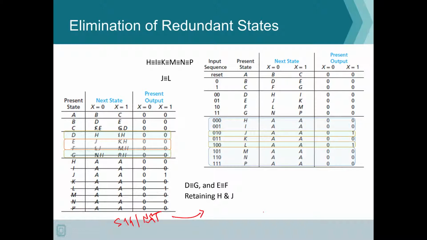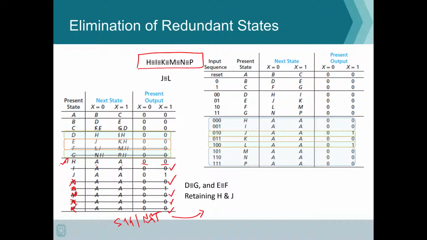All right, so here, as you can see, we have quite a few. We take H, which has A as the next state for x equal to 0 and x equal to 1, and the output is again 0 0 for x 0 and 1. And then we see that for I we have the same thing, for K, M, N, and P we have the same thing. So all these states are identical, so we can eliminate these states and just keep H alone.